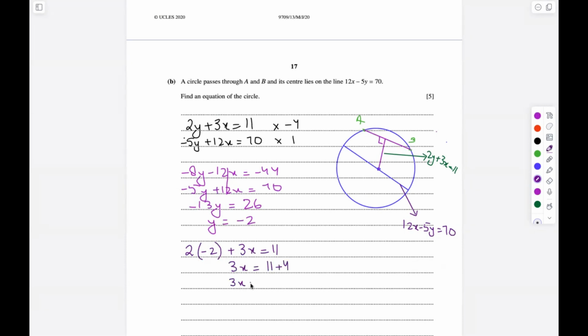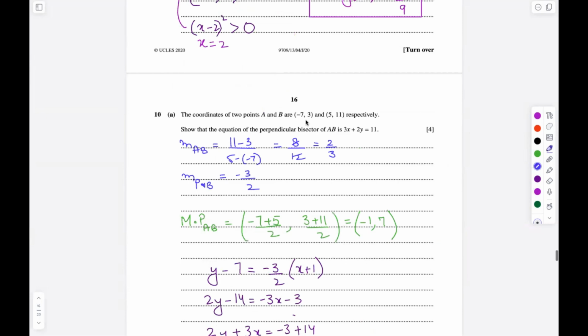So this will be 3x equals 15 and x will be equal to 5. So we now know that the center has the coordinates (5, -2). Now to find the equation of the circle, we also need the radius. To find the radius, we can find the distance of the center from point A or from point B. Either way, the radius will be the same.